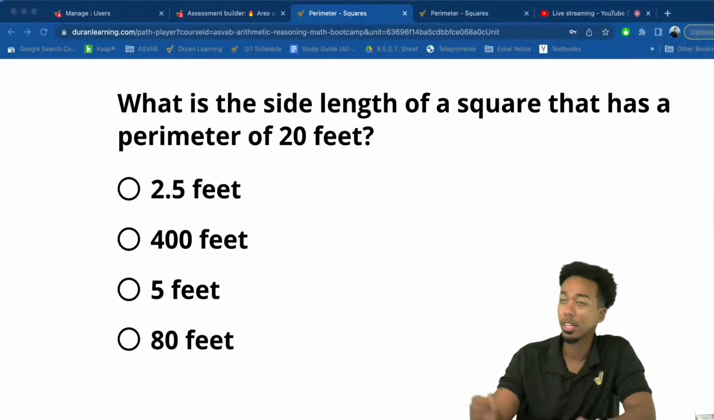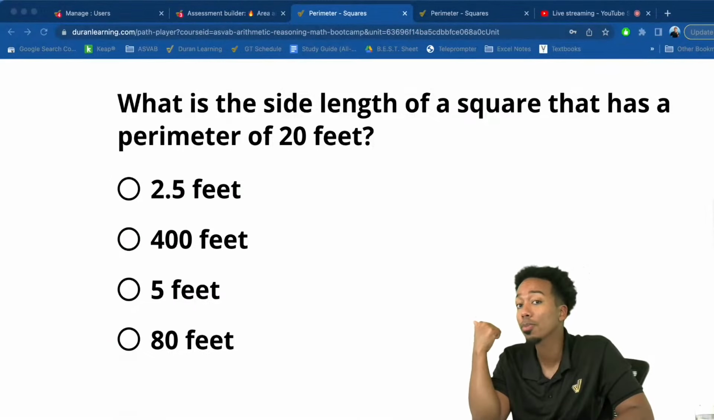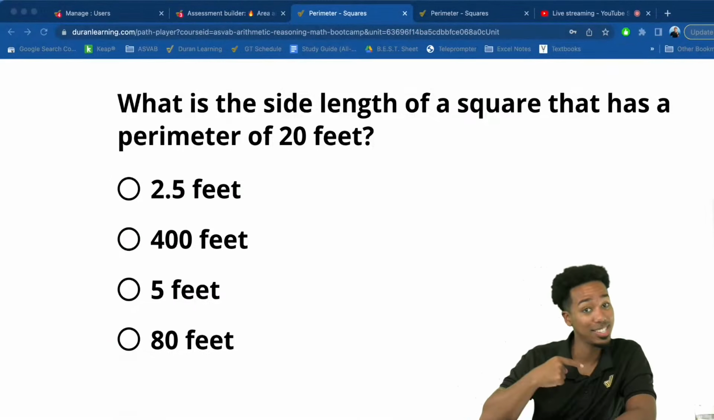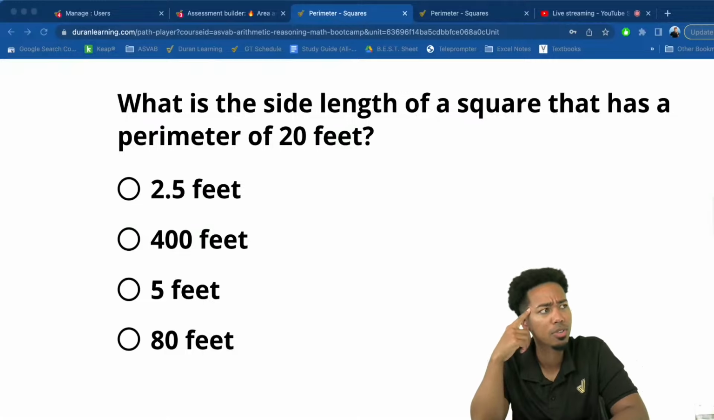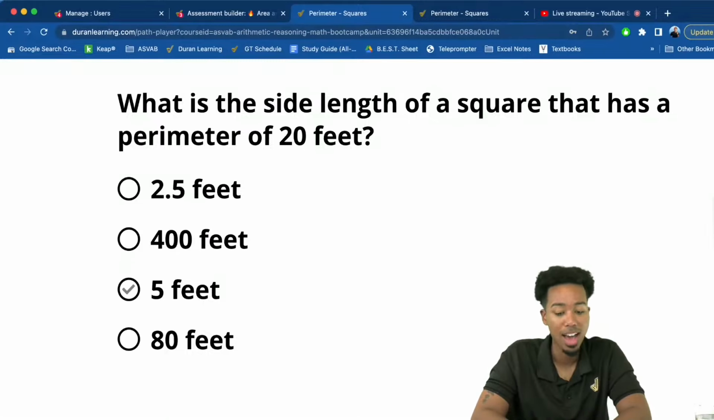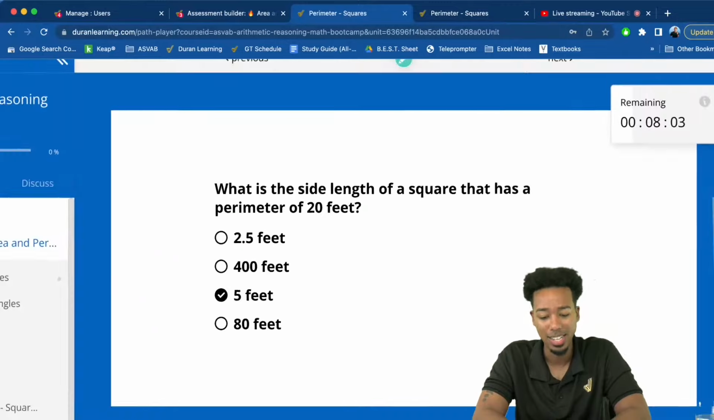Remember, everybody, look at this. You start with the perimeter. You got to work backwards back to the side. So that's going to be not 20, but it's going to be 5. Because remember, you got to ask yourself, to get to the perimeter, that's times 4. So what times 4 gives you 20? That has to be 5. You got to work backwards. You have got to divide.